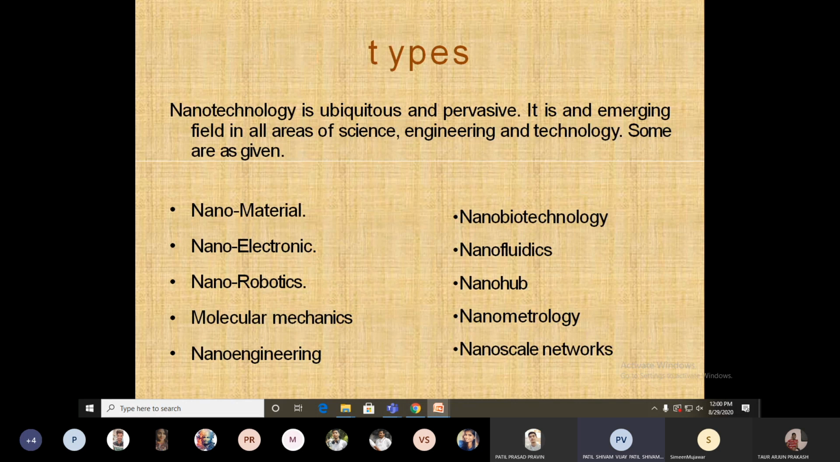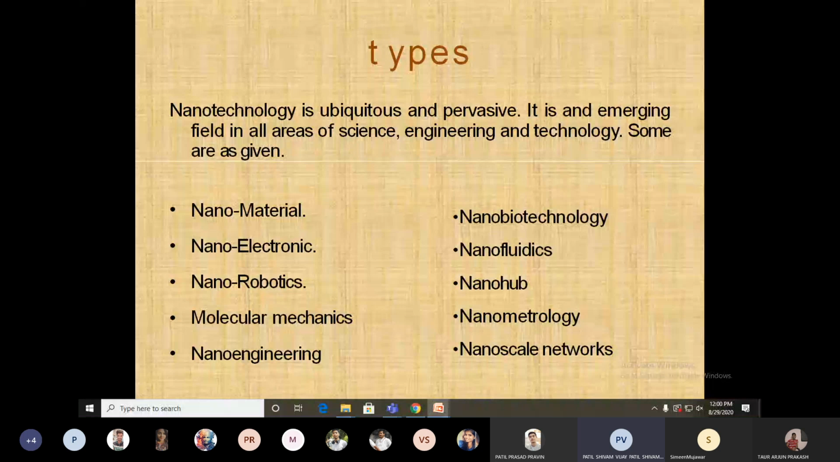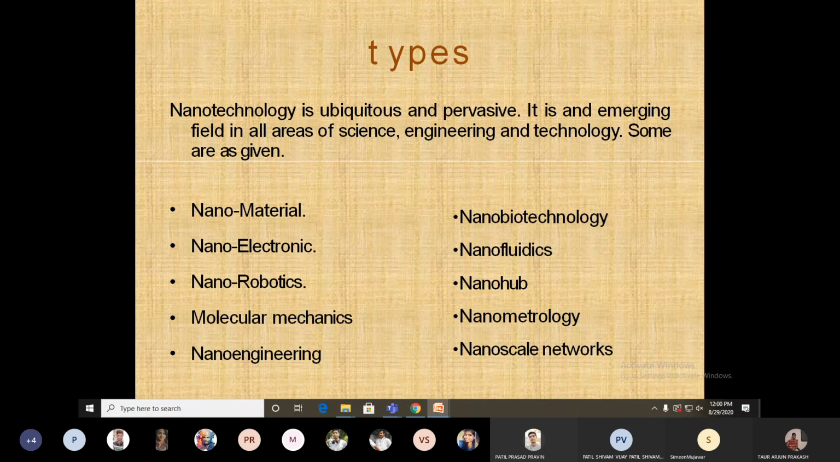Types: nanotechnology is ubiquitous and pervasive. It is an emerging field in all areas of science, engineering, and technology. Some are as given: nanomaterial, electronic, nanorobotics, molecular machines, molecular mechanics, nanoengineering, nanobiotechnology, nanofluidics, nanohub, nanometrology, nanoscale networks.